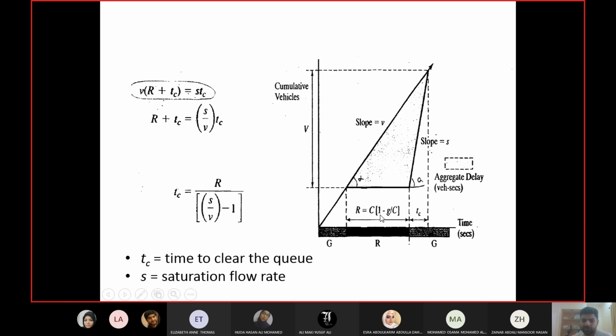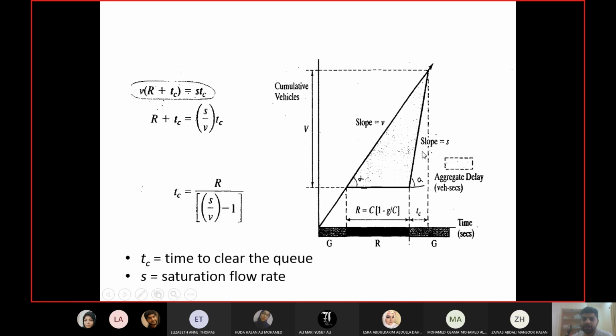This is the same figure which I showed you yesterday. We said R is this one, and R can be calculated using this equation. And then we have time TC. What is time TC? You can see that at the end of TC, the two lines meet again. Time TC is known as the clearance time, the time taken to clear the queue. After the signal becomes green, the time taken by all the vehicles in the queue to cross the stop line is TC. So at the end of TC, you will have no queue and the two lines will meet again.